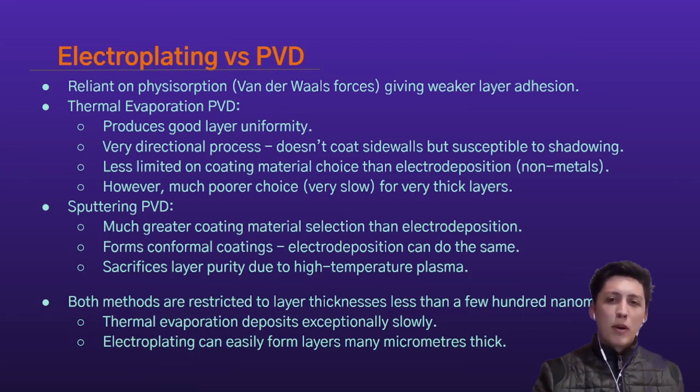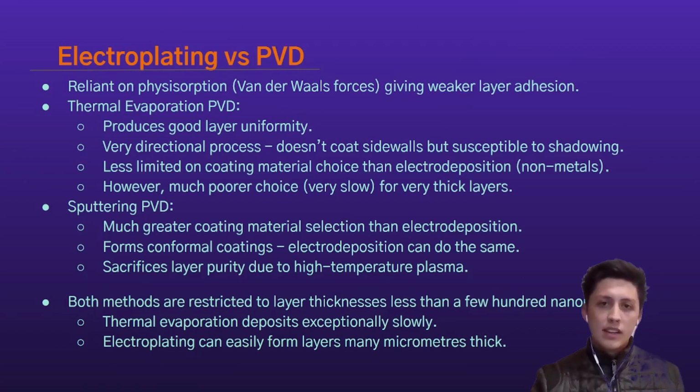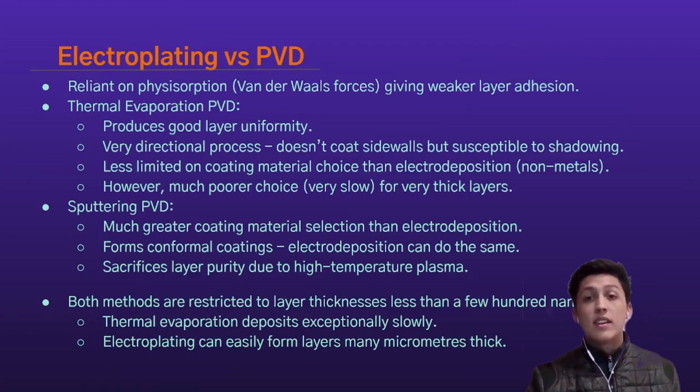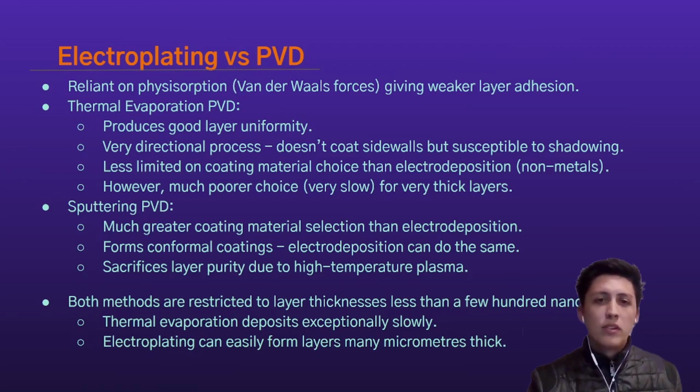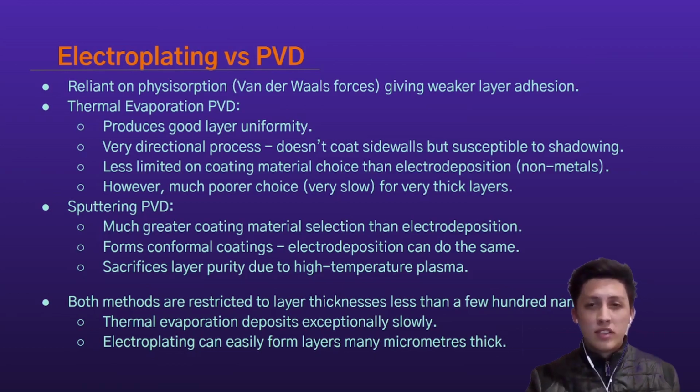Thermal evaporation and sputtering are perhaps the most common PVD types. The former is very useful in producing uniform layer thickness in a directional manner that doesn't coat sidewalls, which better allows for subsequent lift-off processes.